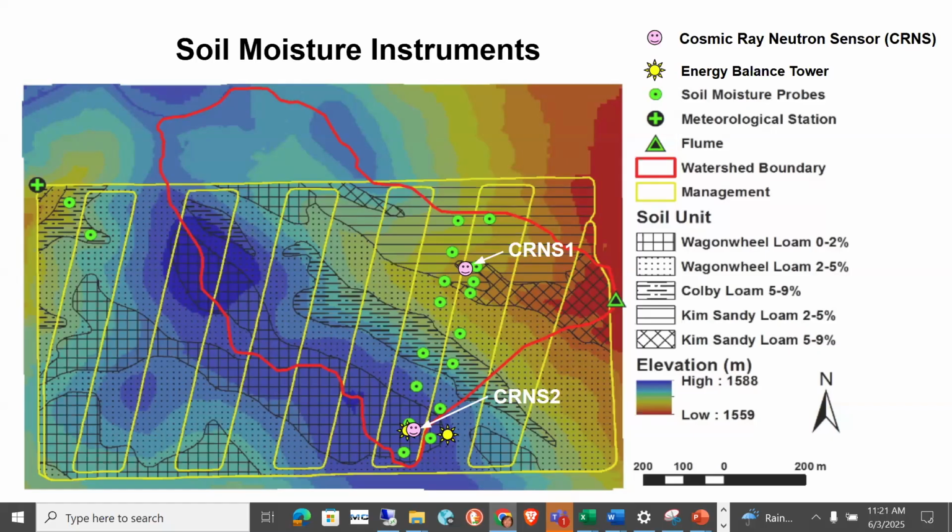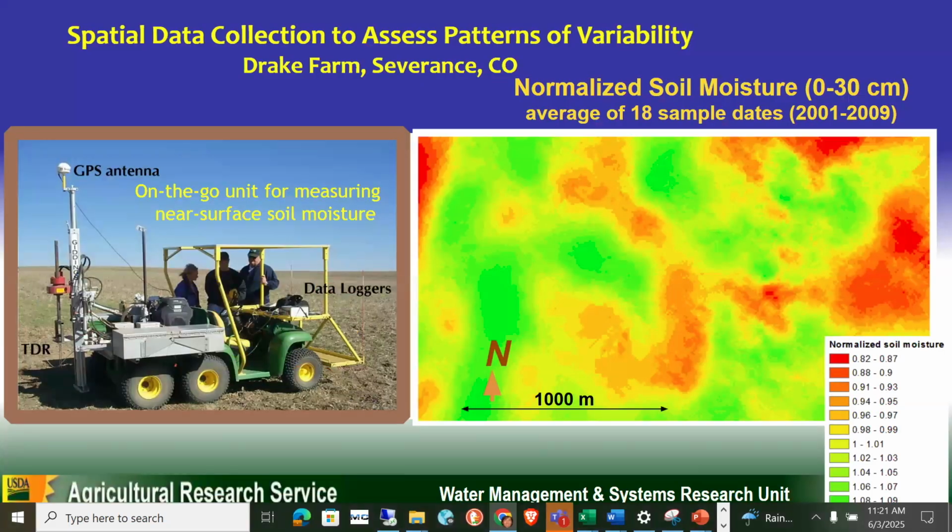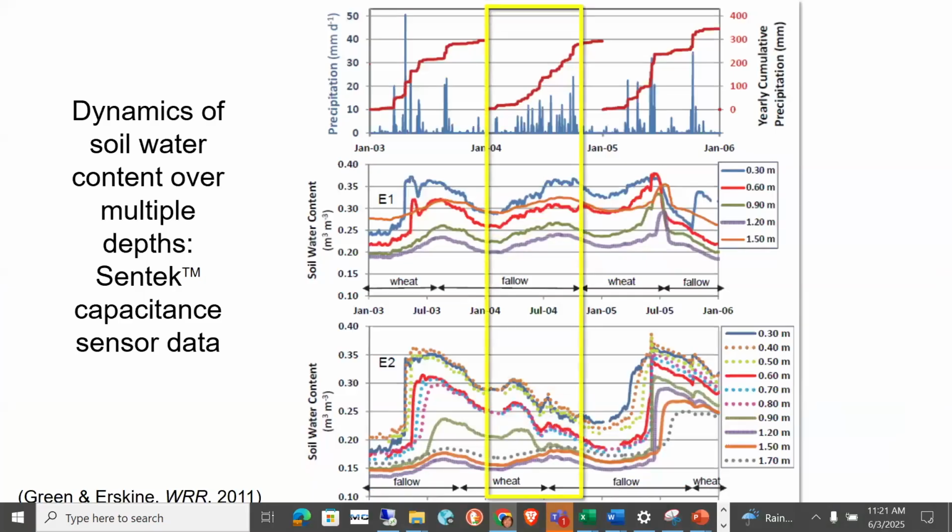The cosmic ray sensors are shown here, and I'll talk mainly about the one on the north side. That's the cosmic ray neutron sensor. This is just to show you an example of, there is variability. These are normalized over many sample dates, so we can look at spatial patterns, more useful as a snapshot. And then I wanted to talk about the temporal dynamics of moisture in the profile.